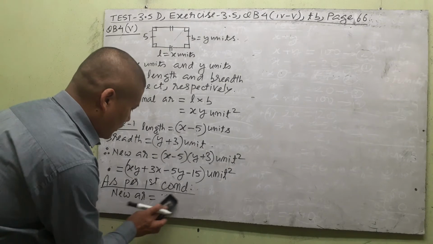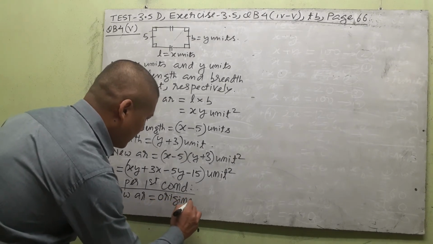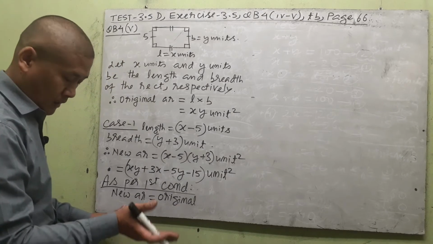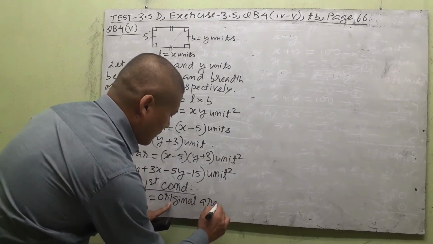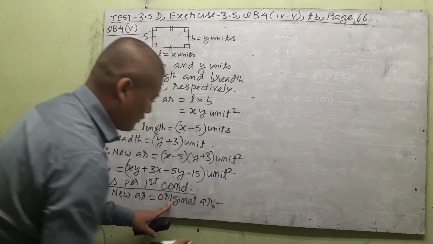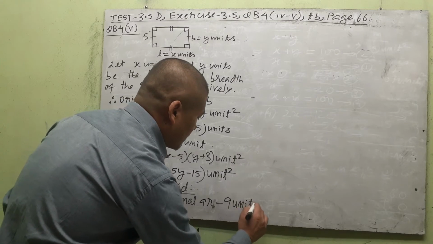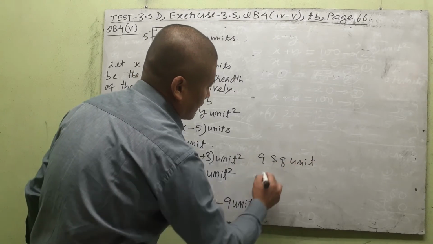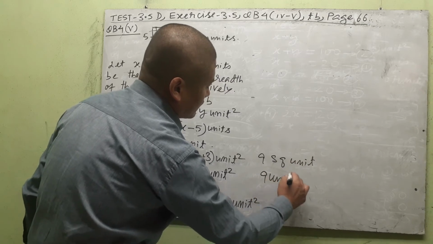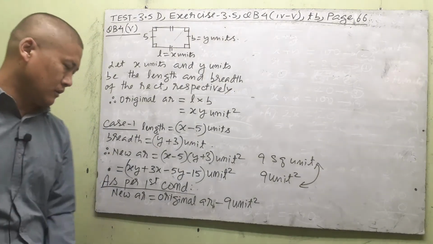Okay, let me write the word form. So this new area becomes smaller, becomes reduced than the original area. Reduced means minus. 9 square units means you can write 9 unit square as given in the text, and 9 unit square. These two mean the same thing, okay? Interchangeably you can use it.